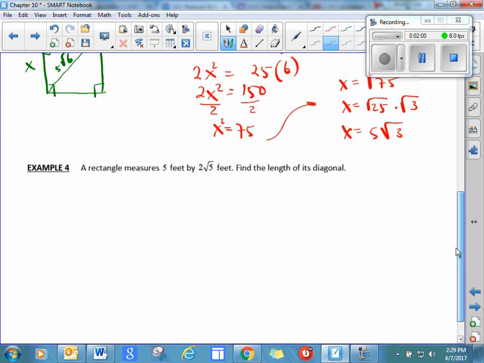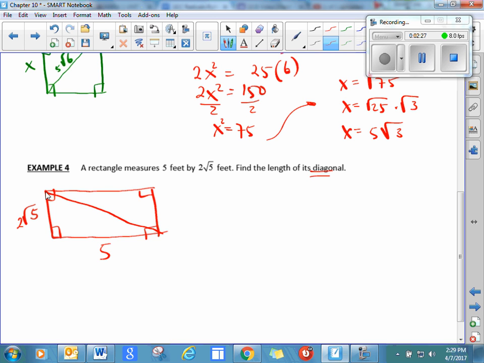All right, let's do the rectangle. The rectangle measures 5 by 2 radical 5 feet. Okay, so a rectangle again is going to have some right angles, and that's going to help us use the Pythagorean theorem. 5 and 2 radical 5, and they're asking us to find the length of the diagonal. So essentially they're asking us to find the hypotenuse across from the right angle.